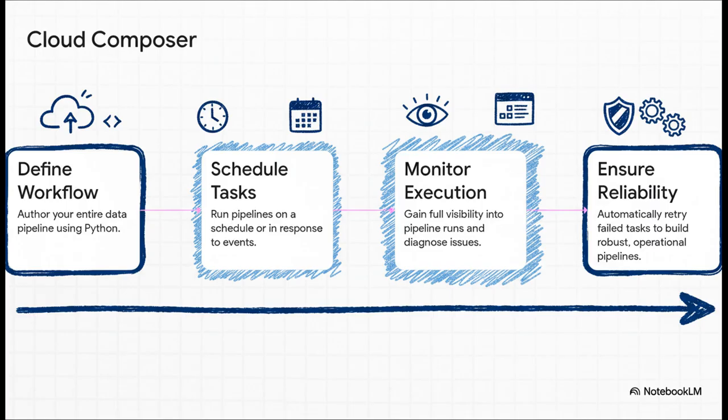It lets you define your entire pipeline as code, usually in Python. Then you can do things like schedule it to run every hour, or maybe trigger it to run whenever a new file lands in Cloud Storage. You get this great view to monitor everything, and, this is critical, it can automatically retry failed tasks, which makes your whole pipeline so much more robust and reliable.